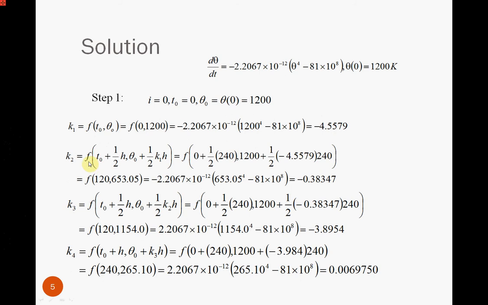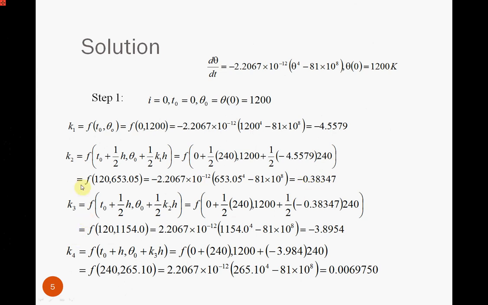K2 now is a function of t0 plus a half h. So that's a half of 240. And over here we have theta0 plus a half k1 h, so we're using the first slope. So t0 is 0, half h is a half of 240, because remember we're going up in jumps of 240, comma, the initial temperature 1200, plus a half k1 h, k1 being minus 4.5579, by h, which is our time slice, which is 240. Do all the maths, you get minus 0.38.